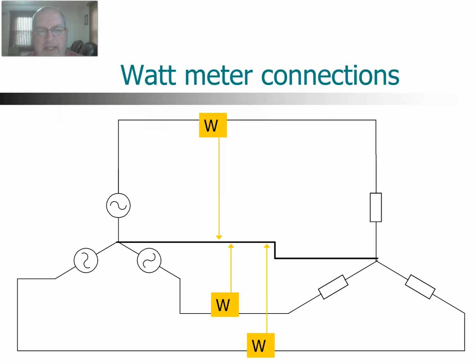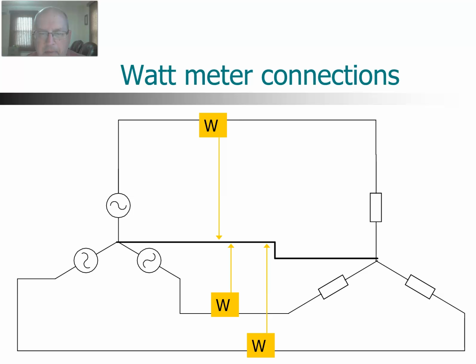So we'll have something like this. This is a YY configuration, Y source, Y load, and we're going to measure the power in each of the phases. So we have the wattmeter in series here. The current coil of the wattmeter is in series, and the voltage coil is measuring from that phase to the neutral. And we do the same thing with the other 2 phases. The current part is in series and the voltage is in parallel. And in series here, and the voltage is in parallel. And the total power would simply be the sum of the 3 wattmeters. If you just add up the readings of the 3 meters, that would be the total power in the 3-phase system.